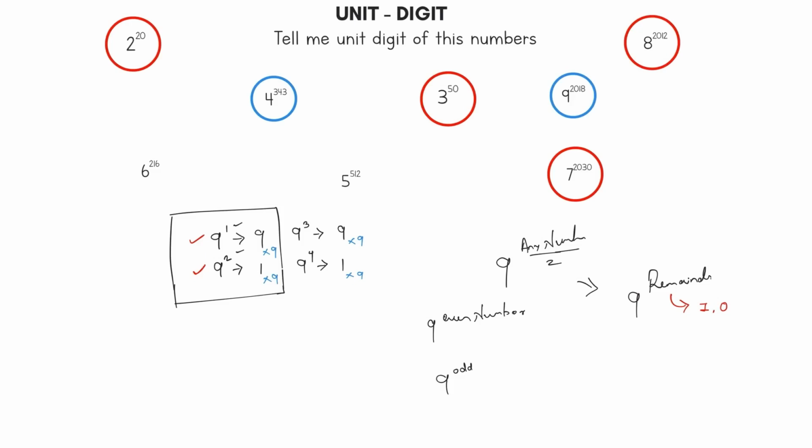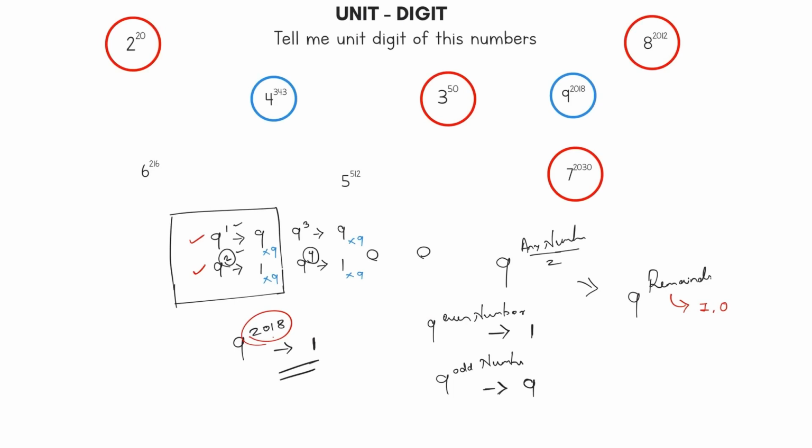9 raised to an odd number. If it is 9 raised to an even number, which means 2, 4, 6, 8 and so on, it will always end in a 1. And if it is 9 raised to any odd number like 1, 3, it will always end in a 9. So just remember 9 raised to 1 and 9 raised to 2, and you will get the answer for all of them. So let's check it now. 9 raised to 2018 is what I have. Is this an even number or an odd number? It's an even number. If it's an even number, it will end in 1. So 9 raised to 2018 has a unit digit of 1. That's how simple it is.